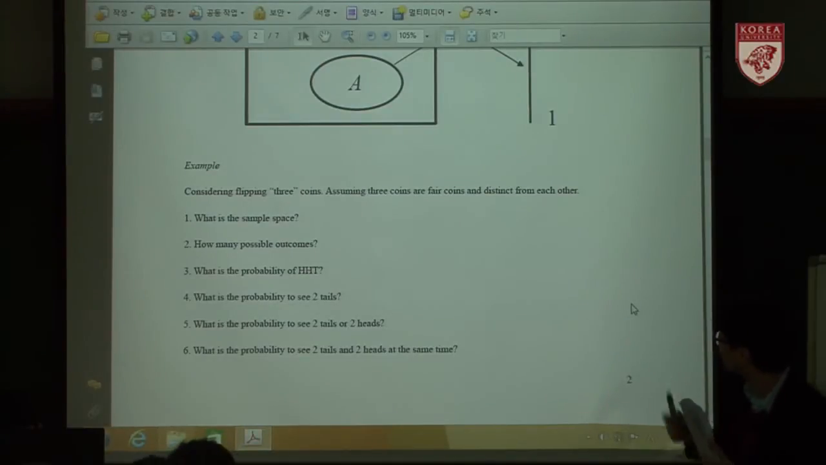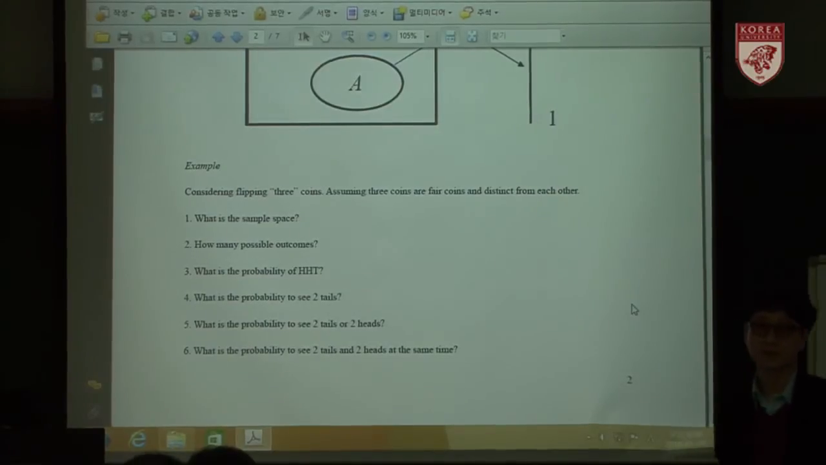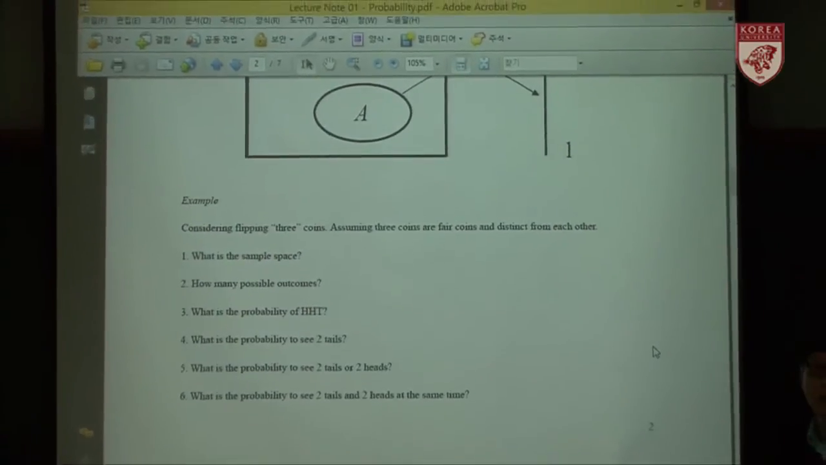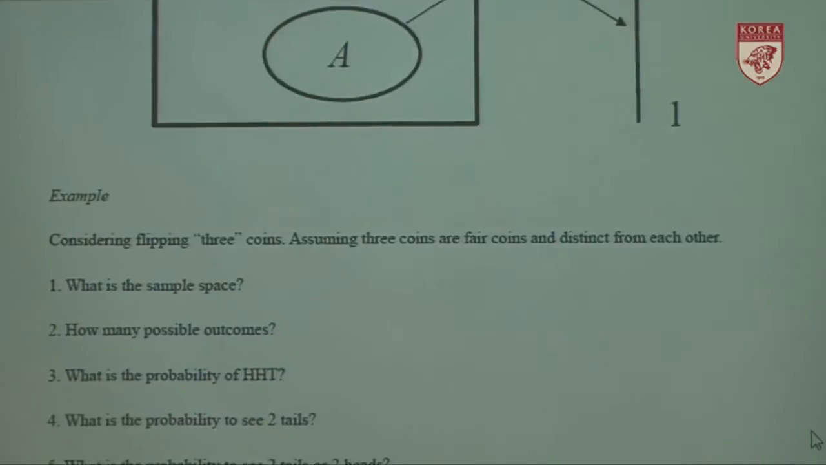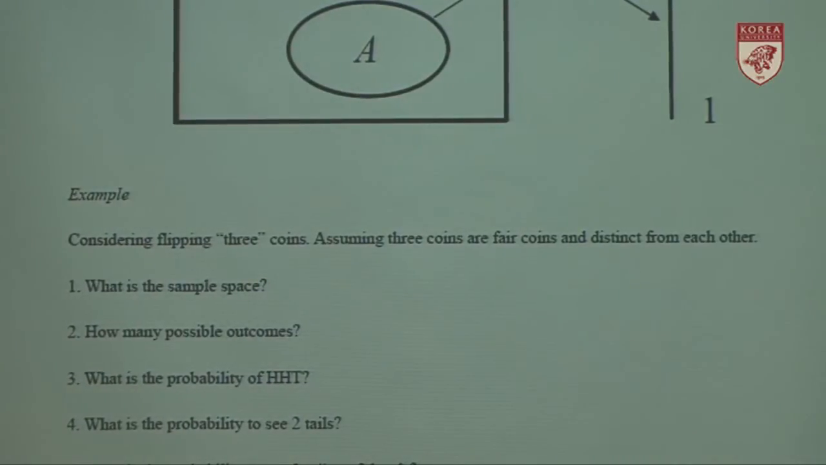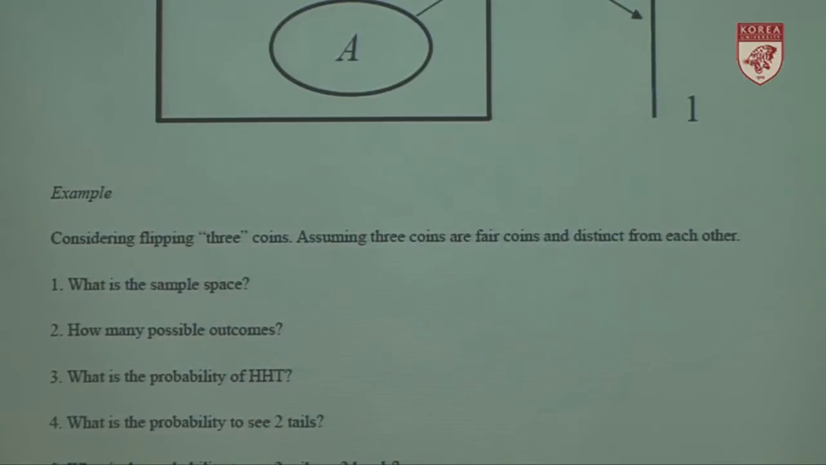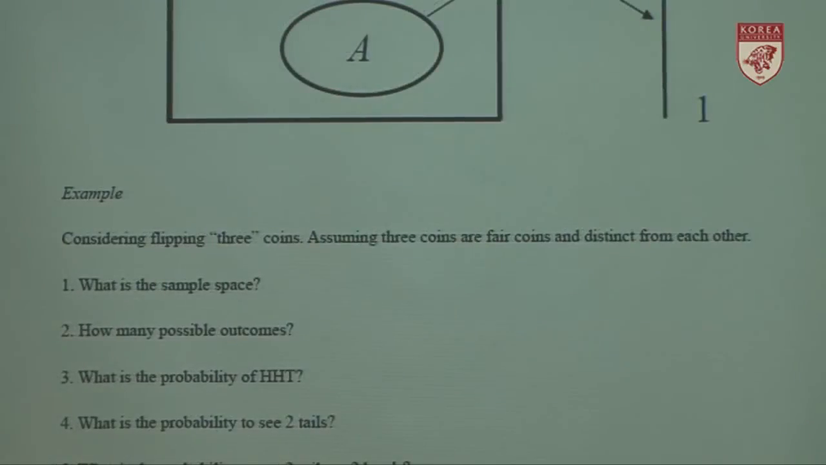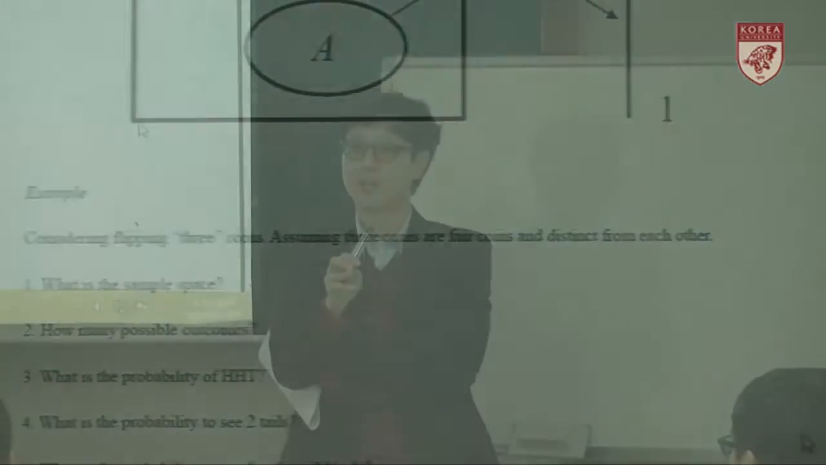Okay, let's look at this example. Let's consider we are flipping 3 coins. Assuming that the 3 coins are all fair coins and they are distinct from each other. First question: what's the sample space? Again, the sample space is the set of all possible outcomes. So when we flip the 3 coins, how many outcomes are possible?